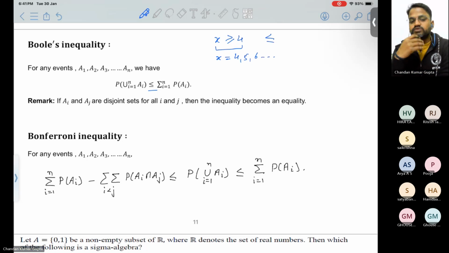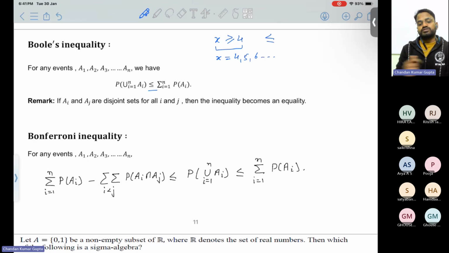So an inequality actually gives us a kind of bound, either a lower bound or an upper bound. Okay, inequality gives us a bound. We have two kinds of inequality here, Boole's inequality and Bonferroni's inequality, and these two inequalities are actually kind of similar.